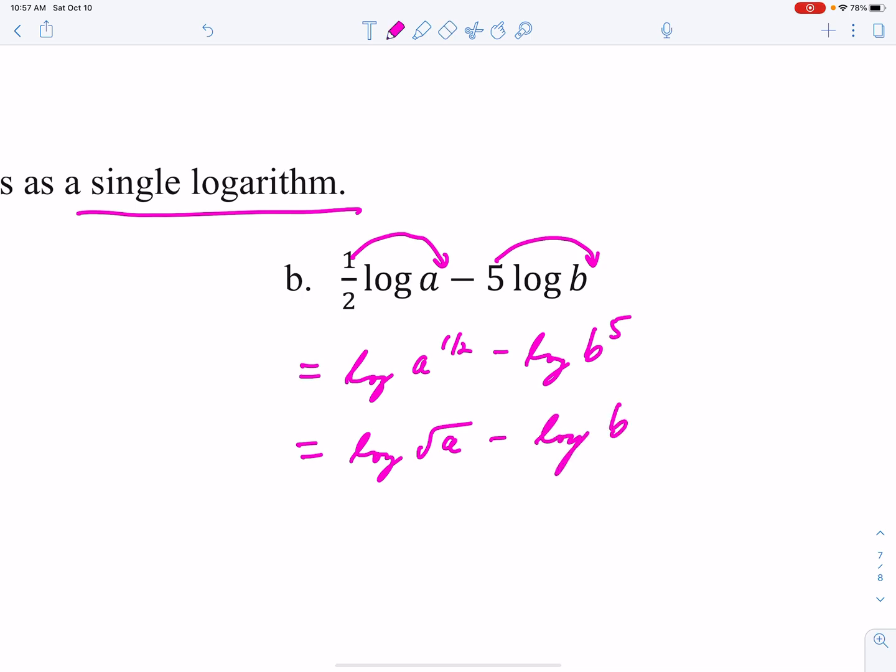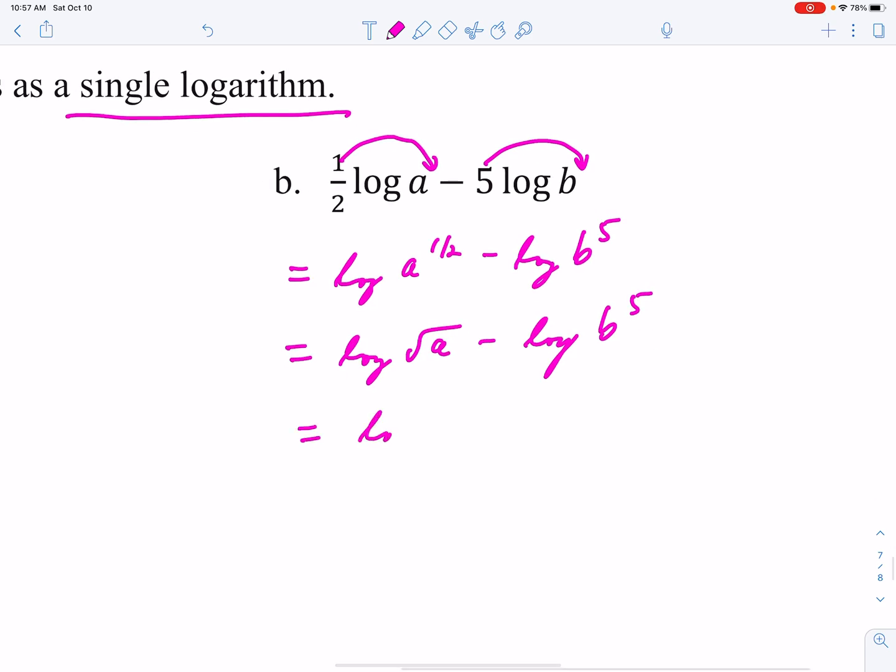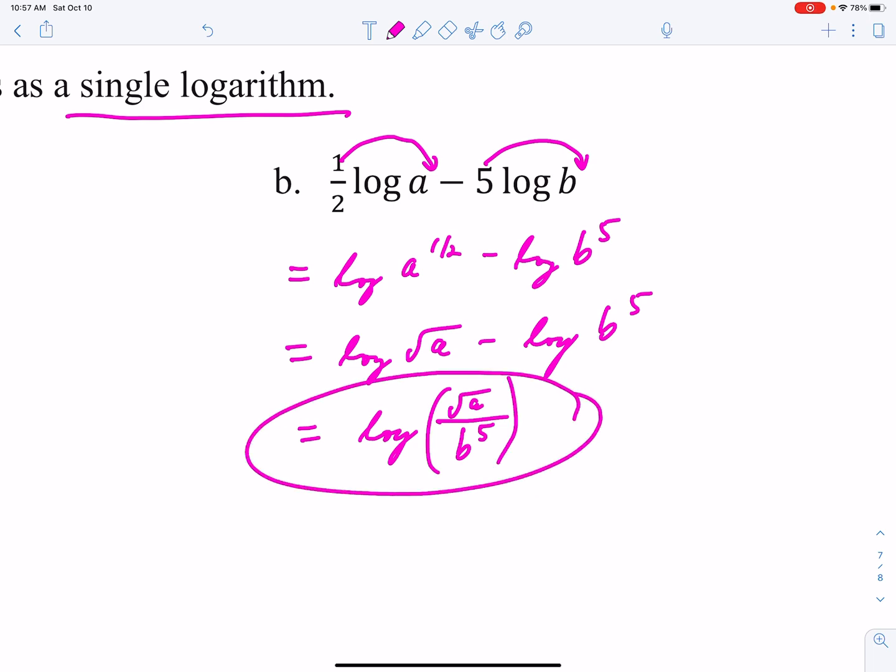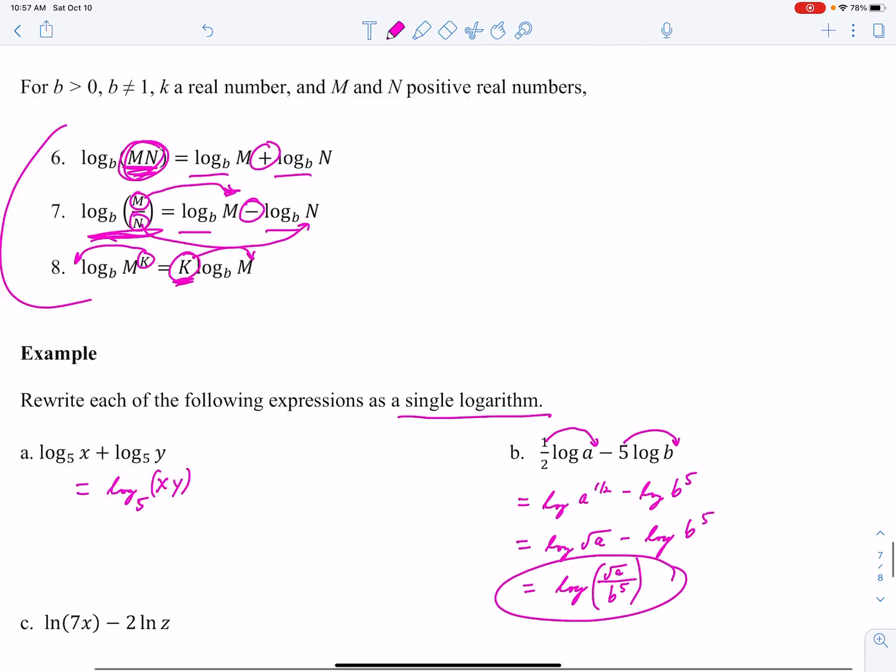Minus log of b to the 5th. Now we have this subtraction here, so we're allowed to make it a single logarithm. First one, radical a, over second one, b to the 5th. All right, and there you go. Now you have a single logarithm. In this one we used rules 8 and 7.